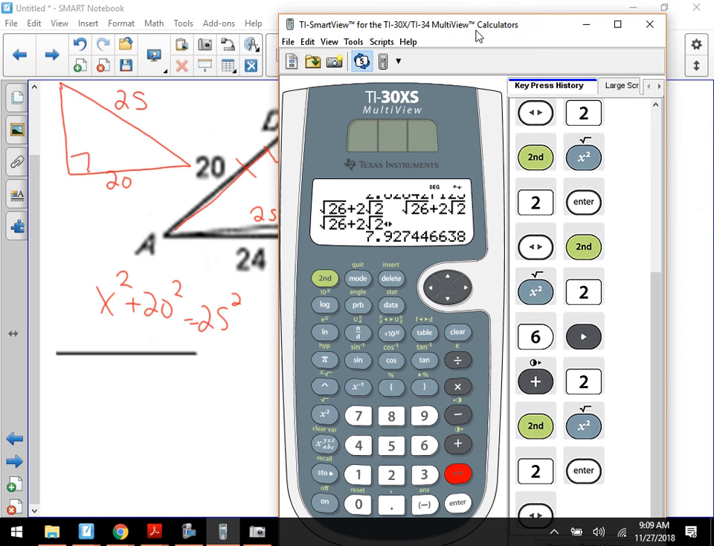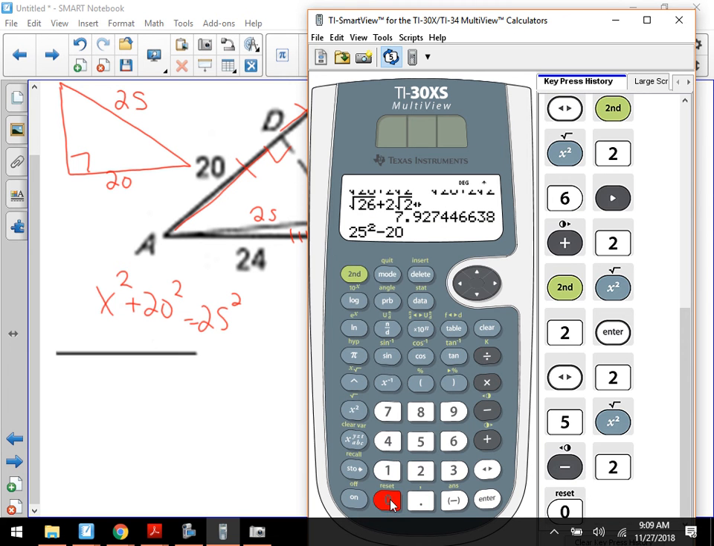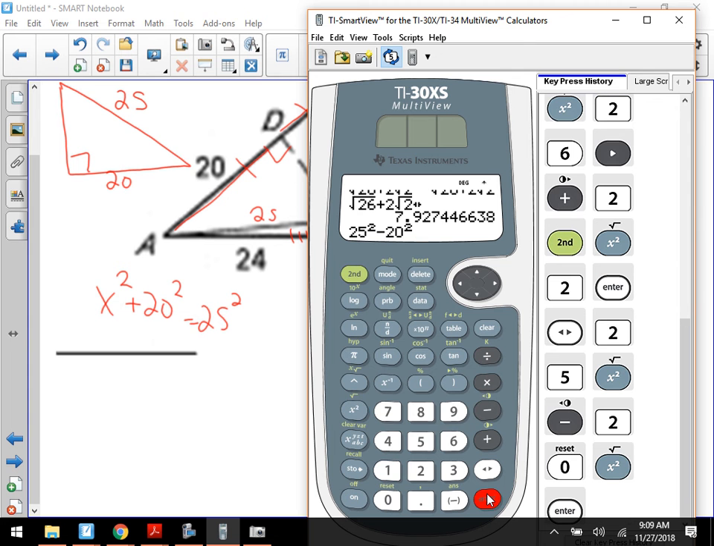In your calculator, you can just type in 25 squared, subtract 20 squared, and hit enter. I talked about this when we did this a week or so ago, about how to take the square root of an answer. Remember that? You take the square root of the answer.